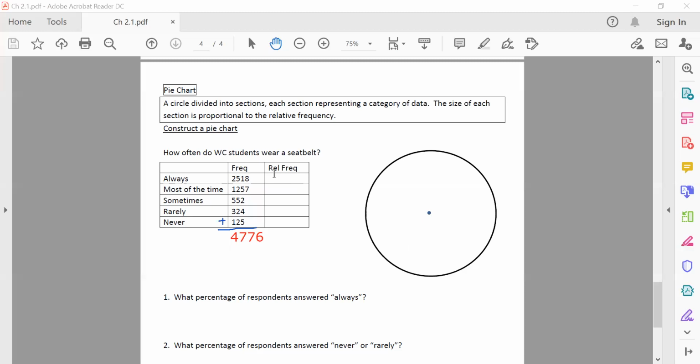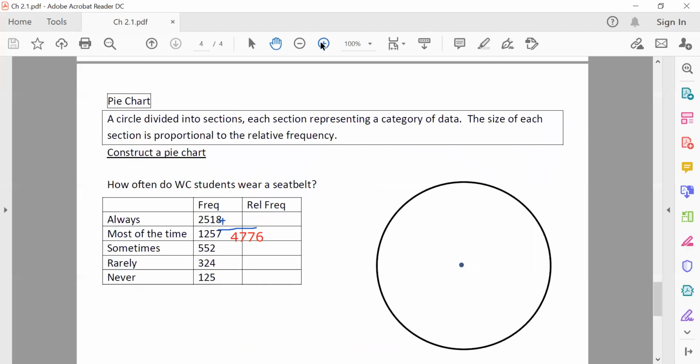Now, in each relative frequency, what we're going to do is take the frequency before it and divide by the total. So this first one is going to be, and this is a little bit large. Let's go ahead and zoom in real quick. Give me one second. Let me zoom in, and I'll fix all that in just a moment.